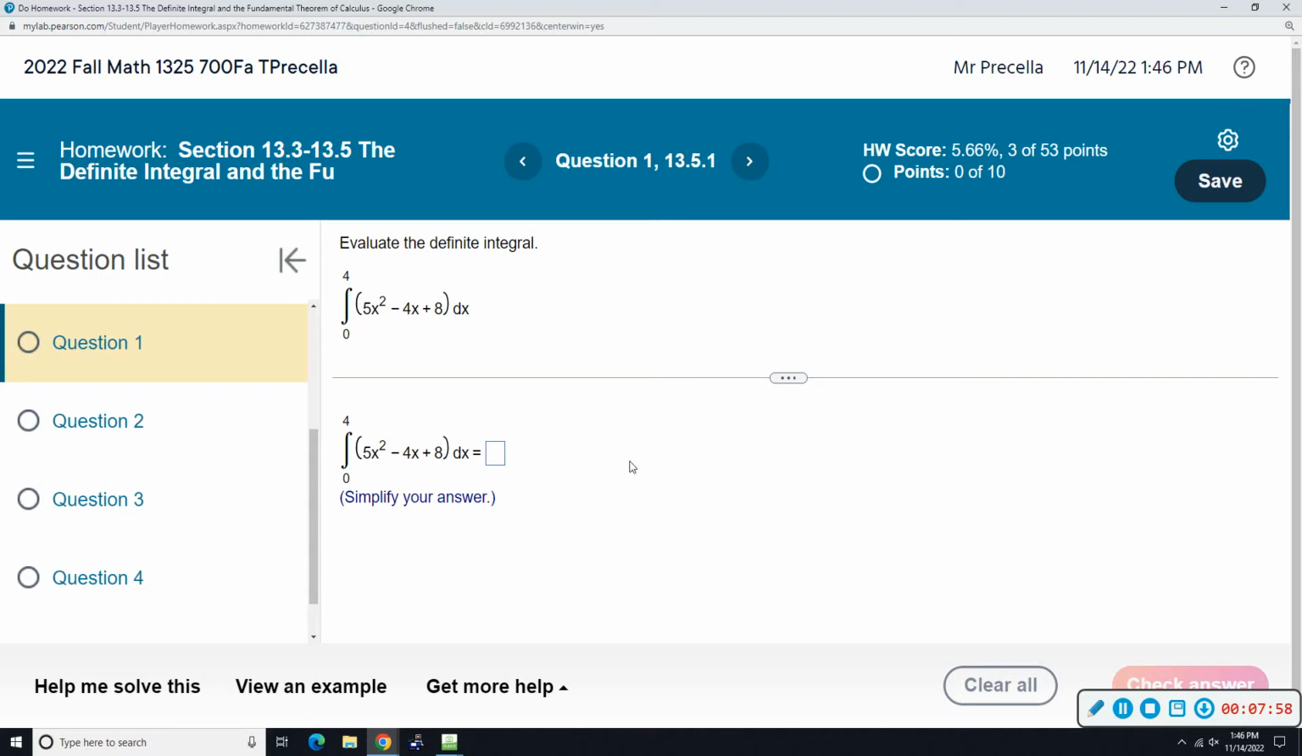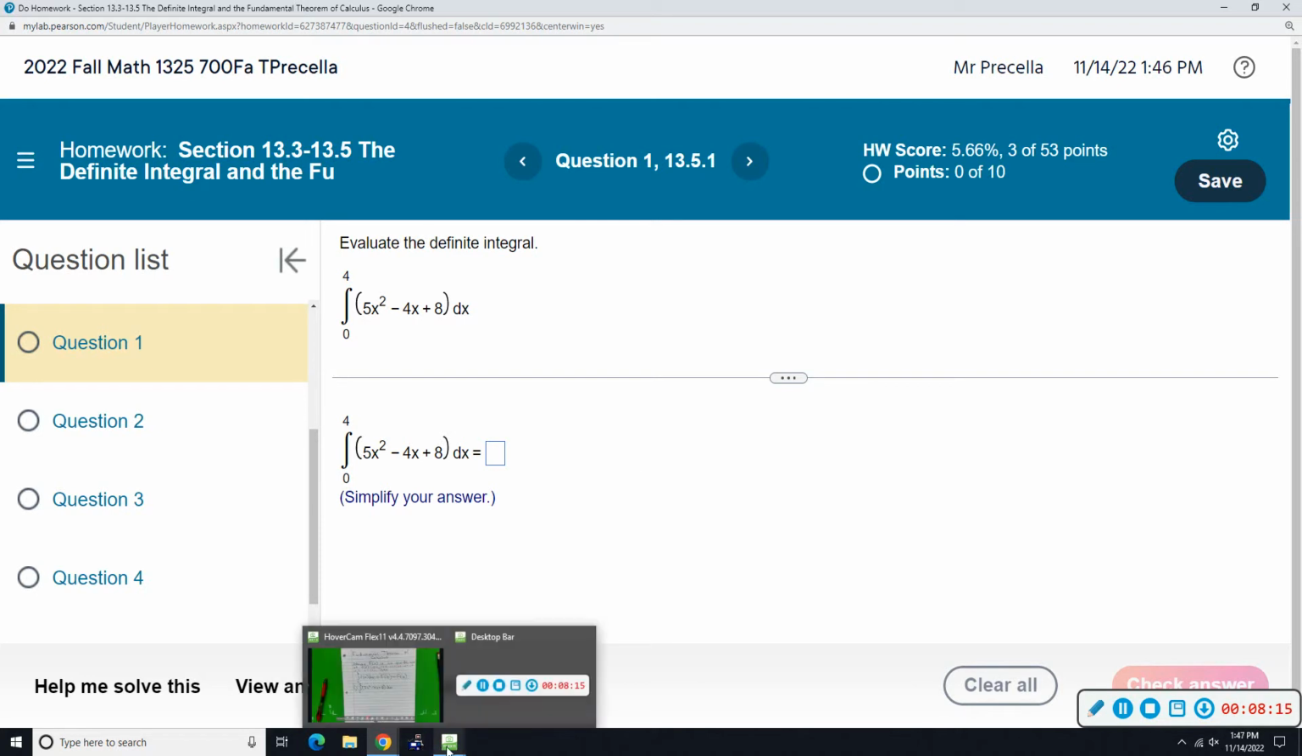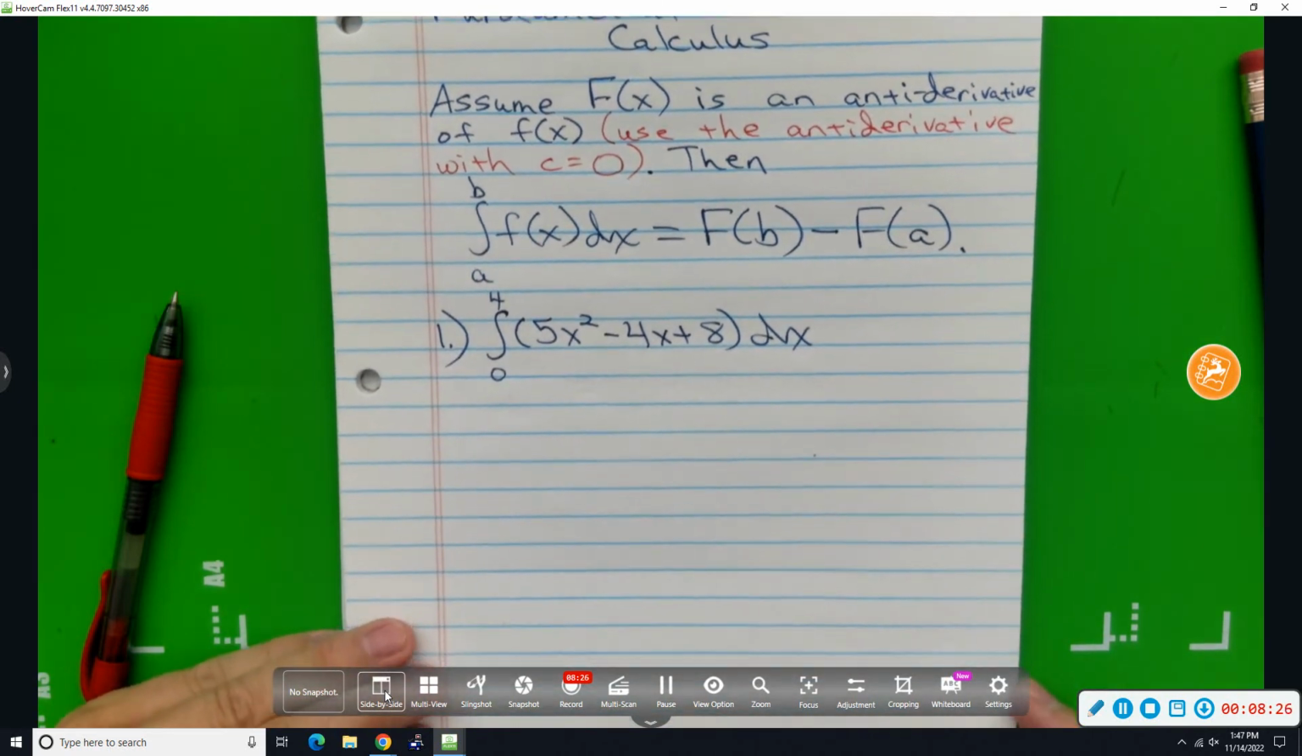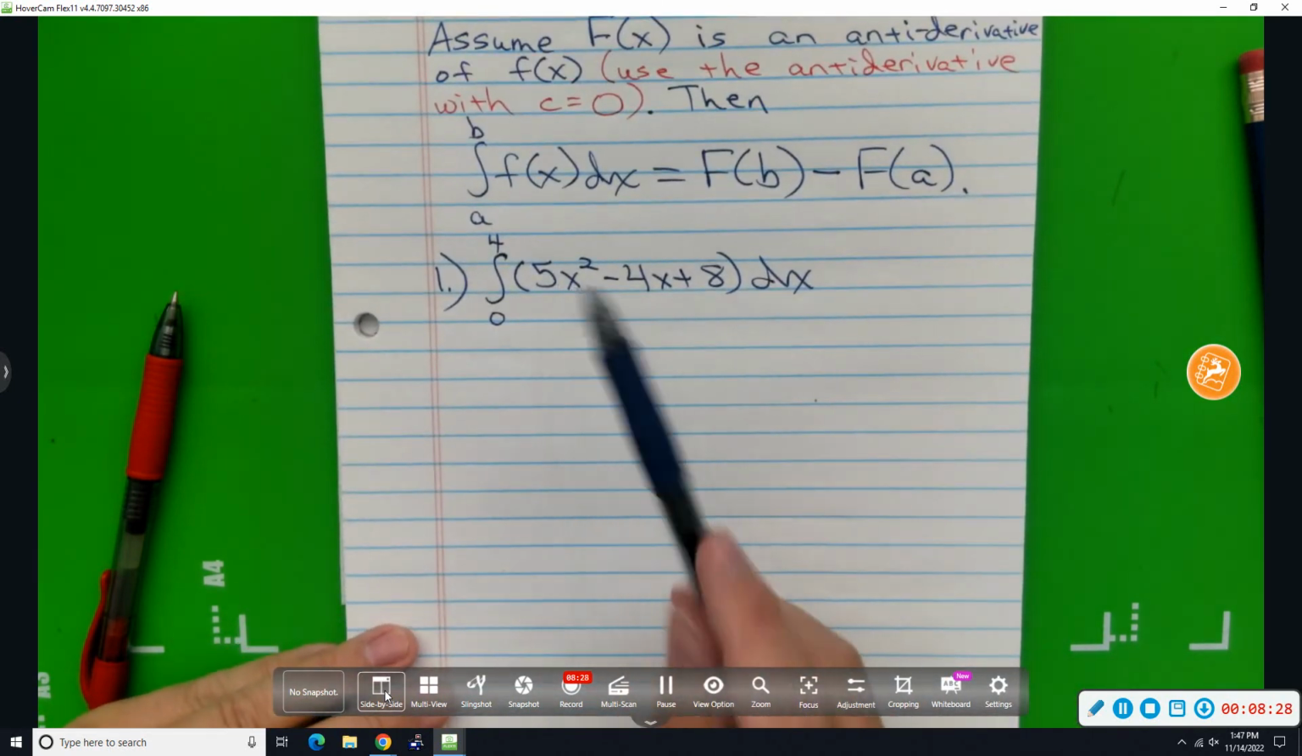We want the definite integral from 0 to 4 of, I'm writing down the problem, 5x squared minus 4x plus 8 dx. The first thing you need to do is anti-differentiate this function here. Well, we know how to anti-differentiate this. This is just a polynomial function.